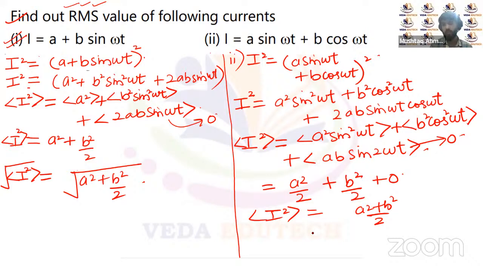So the RMS value of the current, I RMS, we'll just take the root on both sides. This will be the RMS value, under root of a square plus b square upon 2. This is how we calculate the RMS value of different given currents or voltages.